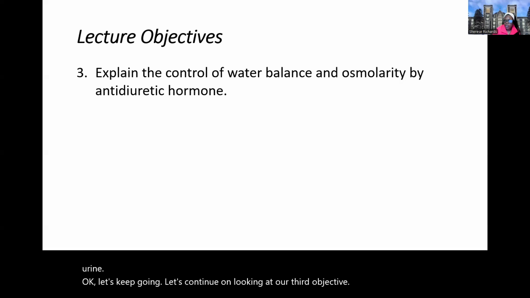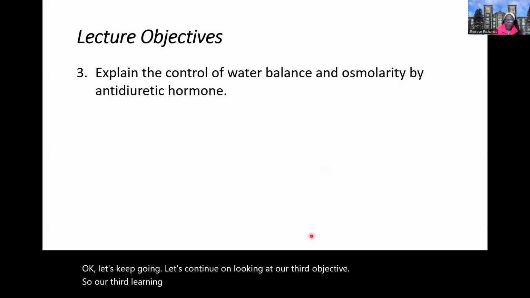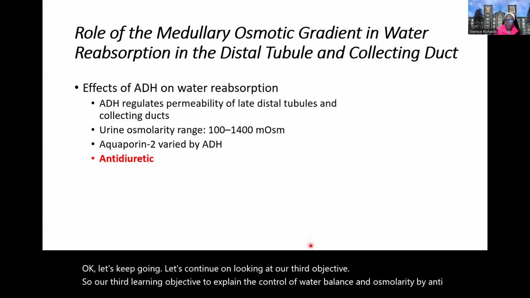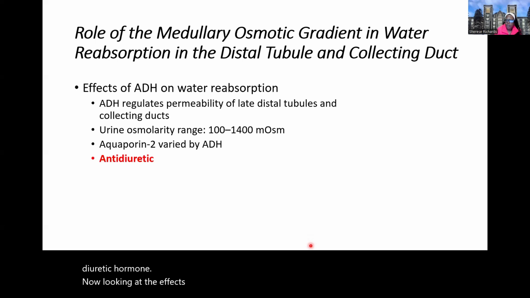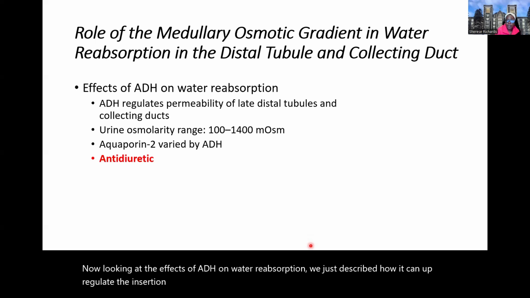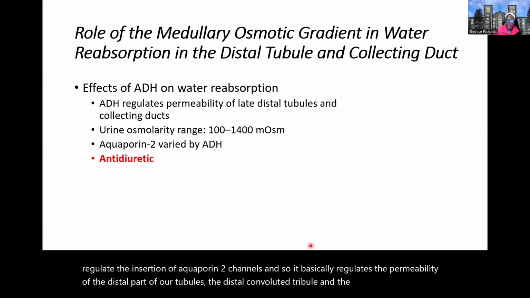So our third learning objective: to explain the control of water balance and osmolarity by antidiuretic hormone. Now, looking at the effects of ADH on water reabsorption, we just described how it can upregulate the insertion of aquaporin 2 channels. And so it basically regulates the permeability of the distal part of our tubules, the distal convoluted tubule and the collecting duct.